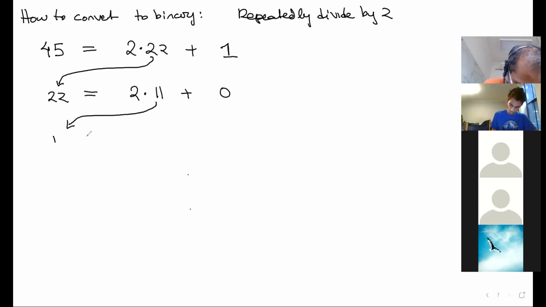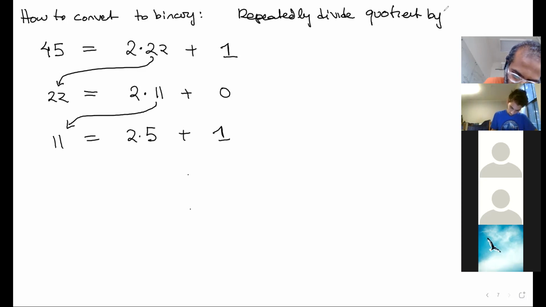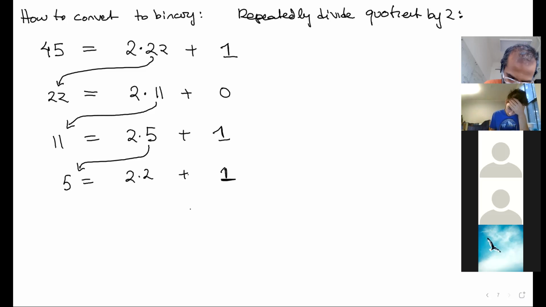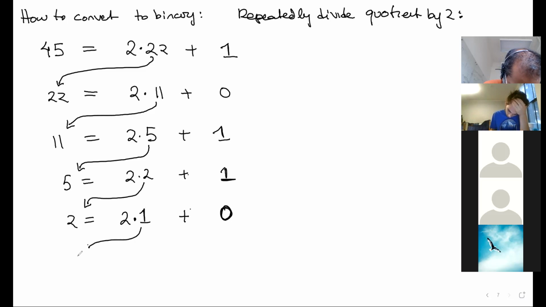And then let's do it again. 11 is 2 times 5 plus 1. So I repeatedly divide the quotient by 2. Now I take this 5 and again divide it by 2. That's 2 times 2 plus 1. And 2 is 2 times 1 plus 0. And 1 is 2 times 0 plus 1. So keep doing this until you get stuck, until you get to a number less than 2.